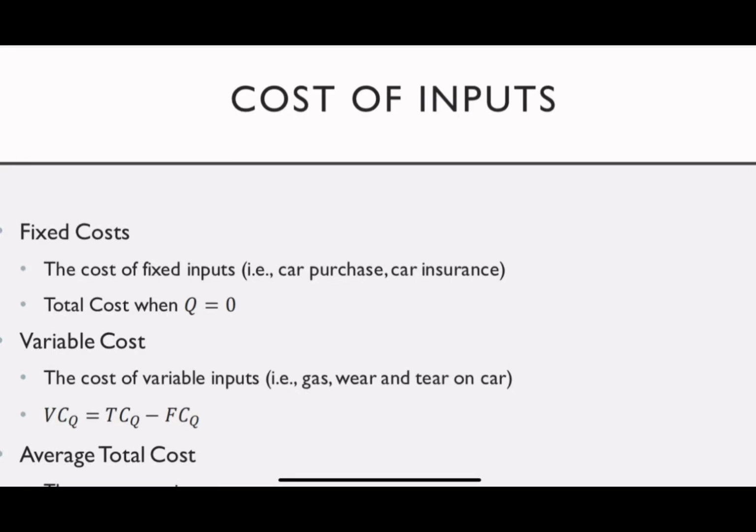As we talk about the cost of production, let's talk specifically about the cost of inputs. This is what it costs to produce the good that we're looking at. So let's consider the good of being an Uber driver. So what are the fixed costs involved with being an Uber driver?